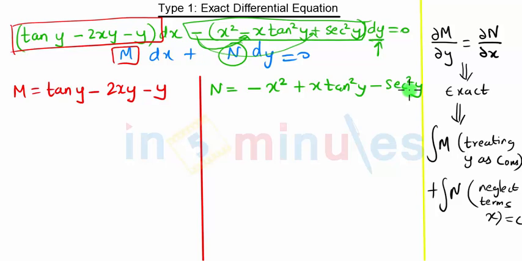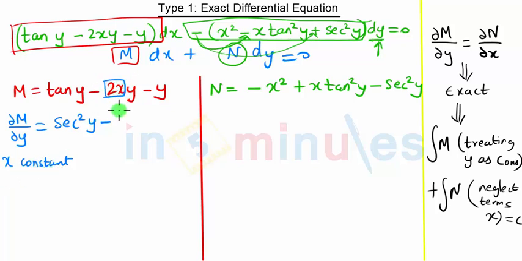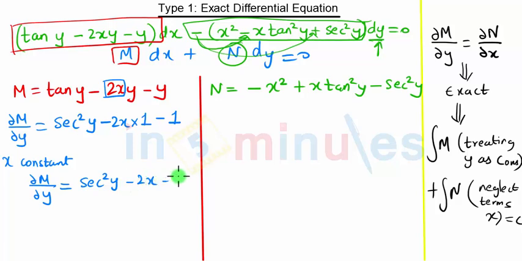So we got the values of M and N. After getting them, we take the partial derivative of M with respect to y, treating x as constant. What is the derivative of tan y? The derivative of tan y, as we know, is sec square y. In this case x is constant, so 2x will remain as it is. The derivative of y is 1. Similarly, the derivative of y is 1. So we get the partial derivative of M with respect to y as sec square y minus 2x minus 1.